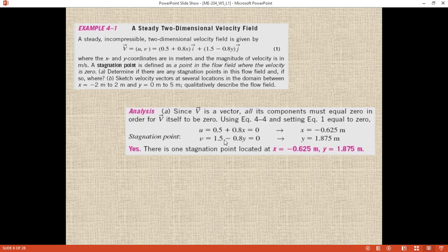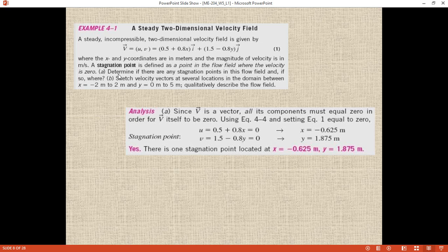If you simplify it, the stagnation point is the point where the velocity is 0. If V is 0, that means both components will be 0. So you can calculate the stagnation point: x equals -0.625 and y equals 1.875. This is the stagnation point where the velocity will be 0. So there is one stagnation point located at x equals 0.